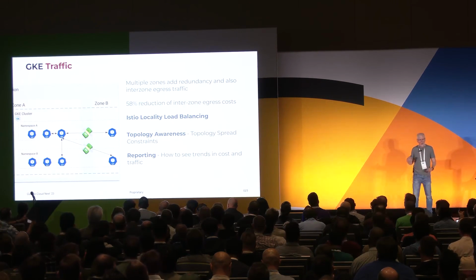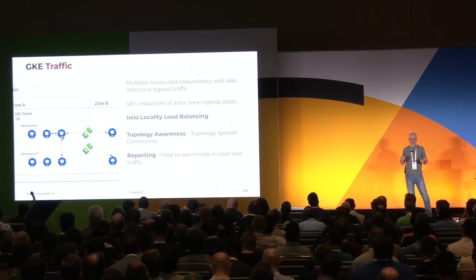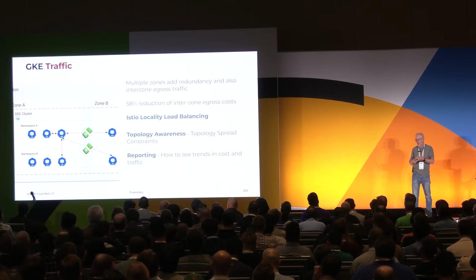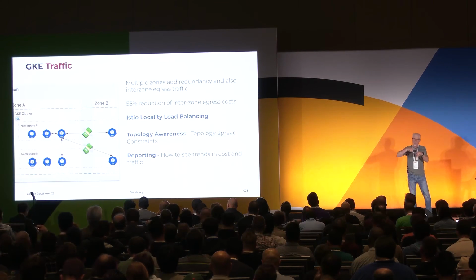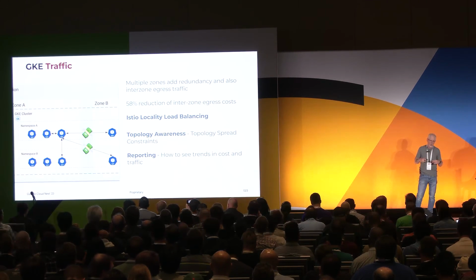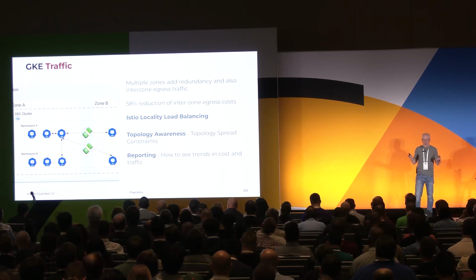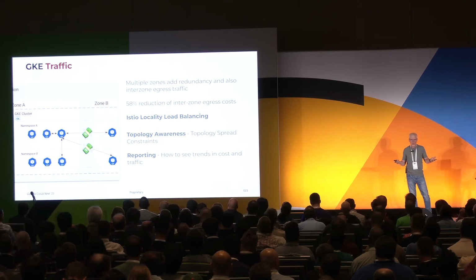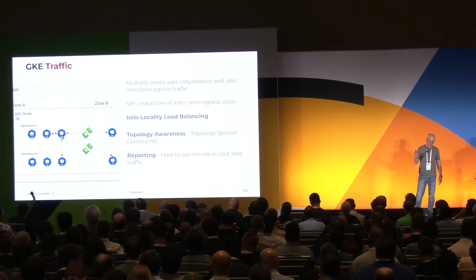Lastly, reporting. How do I see what is happening with the traffic from a traffic perspective? From a billing perspective, you can go to the billing console, look at SKUs, filter based on that, and see what the interzone egress costs are, what may be spiking across what projects, or what particular namespaces. You can also investigate through things like Network Intelligence Center and its topology viewer. It's another fantastic tool.